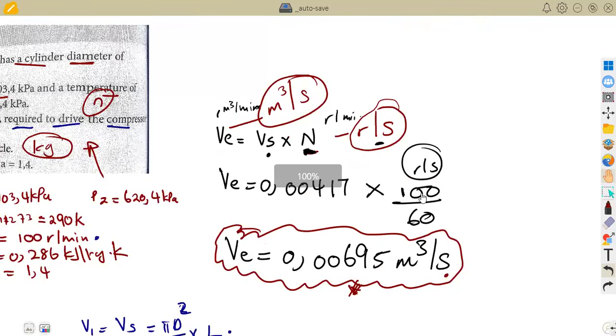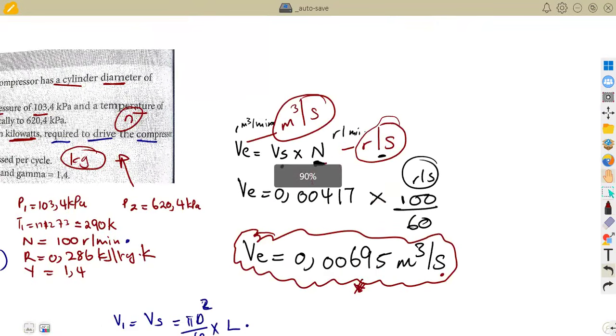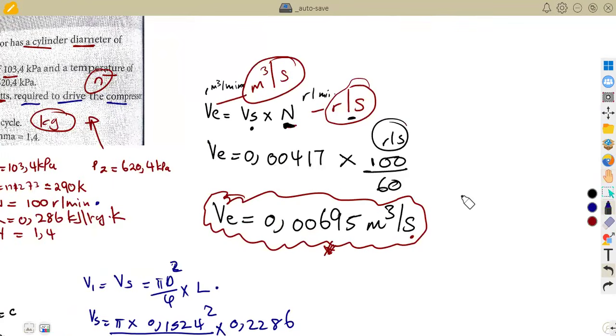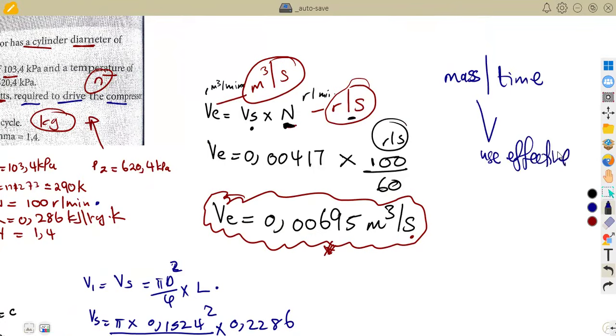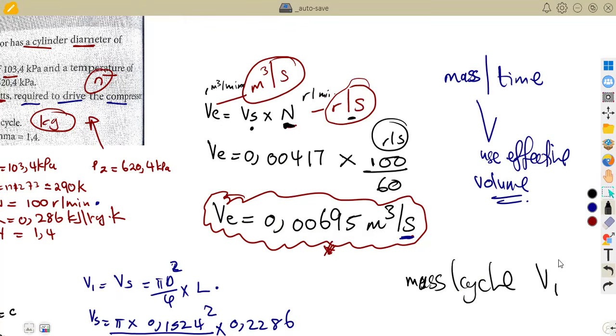If they want you to calculate this as mass per second, mass per unit time, you use the effective volume. Why do I have to use the effective volume? Because it is the one that carries per unit time. All right? But if it is just mass per cycle like this, I just have to use V1.